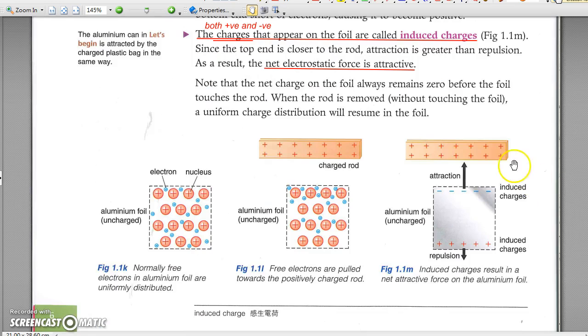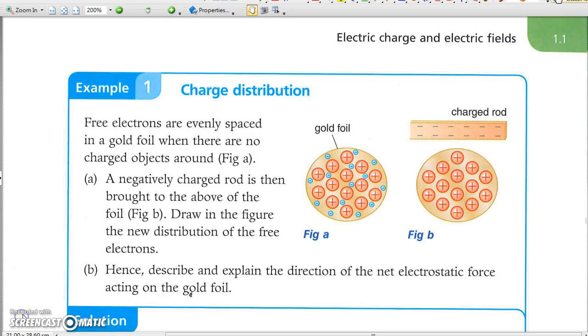In short, the positively charged rod attracts the induced negative charges on the top, but repels the induced positive charges at the bottom. As the attractive force is stronger due to a shorter distance, the net force is attractive, and the foil is attracted. A negatively charged rod may also attract neutral metal foil. Read example 1 for a detailed explanation.